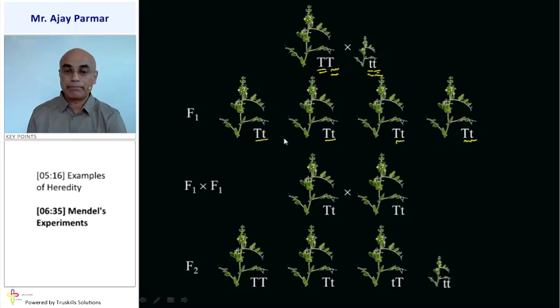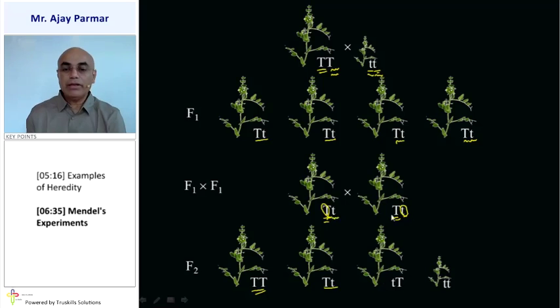Let us try to understand. When capital T, a DNA characteristic of tallness, is crossbred with another capital T, then we obviously obtain TT, obviously a tall plant. In the same way, capital T is crossbred with small t of the other plant, and we get capital T and small t, again a tall plant, because capital T, as I told you, must be the characteristic of dominant inheritance.